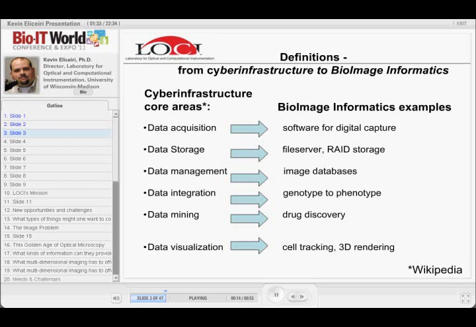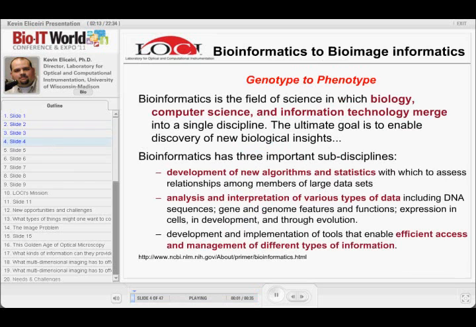So when we talk about bioinformatics, we are talking about data acquisition, so software for that. Also, it can include hardware like FPGAs and DSPs and other types of hardware. It includes data storage, file server and RAID, data management, databases, and then data integration and trying to deal with how you can make the correlation, the result, interpreting it, going from genotype to phenotype, for example. The data mining, drug discovery, linking in with other database systems, including the Allen Brain database, and then data visualization, cell tracking, 3D rendering, and other kinds of systems.